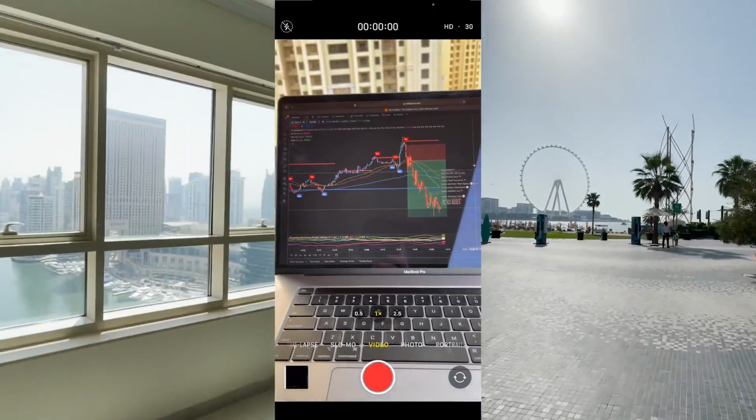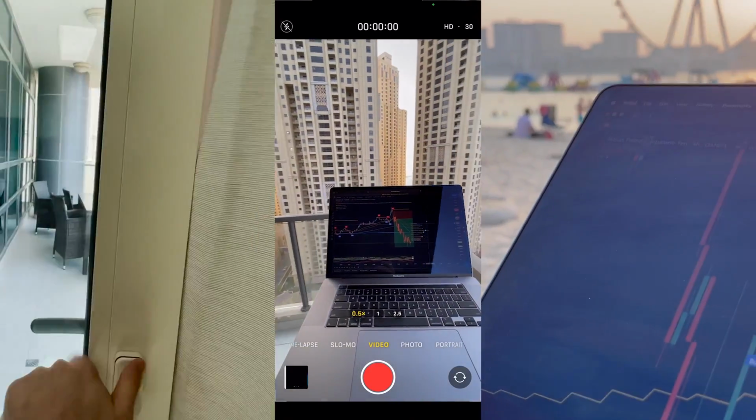Today we're gonna go over support and resistance using Trusted Signals.